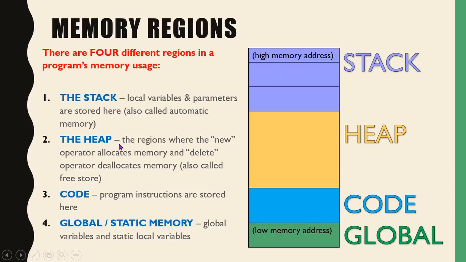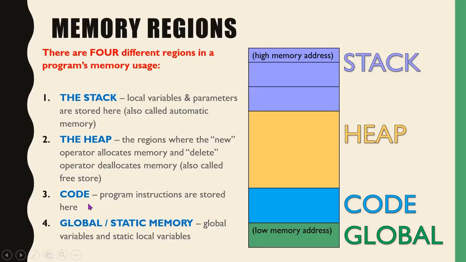The next section is called the heap. The heap is the largest part of memory. This is the region where the new operator allocates memory and the delete operator deallocates memory, also called free store. This is the part of memory that we're going to be talking about in this specific module. We're going to be dynamically allocating new variables, and they're going to go in the heap, where we can take up a lot more space if we need to.